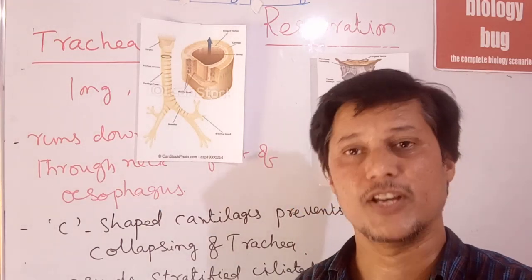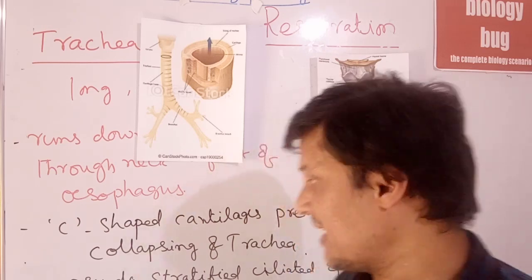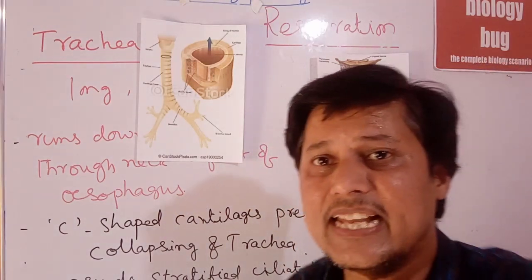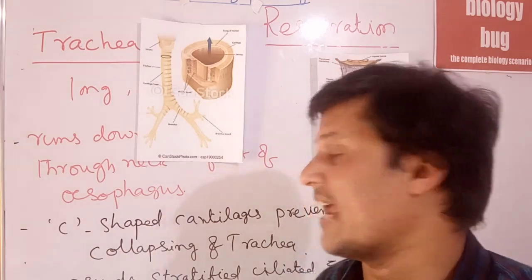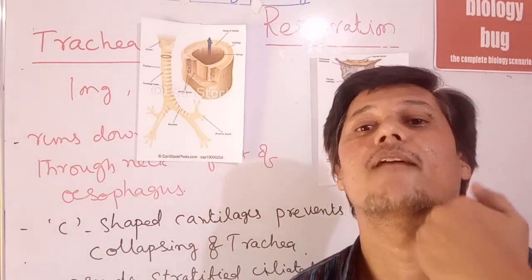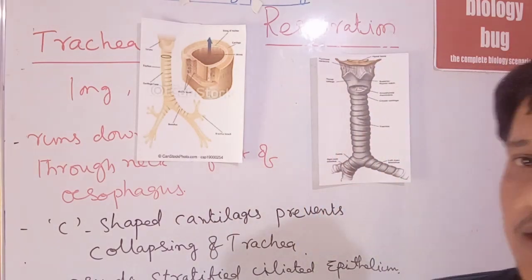Whenever any dust particle, food particle or bacteria enters the trachea, this ciliated epithelium vigorously beats and sends it out from our mouth.